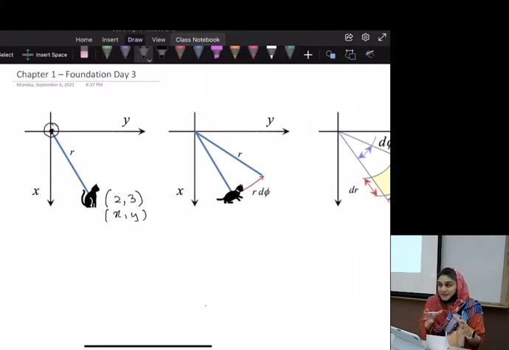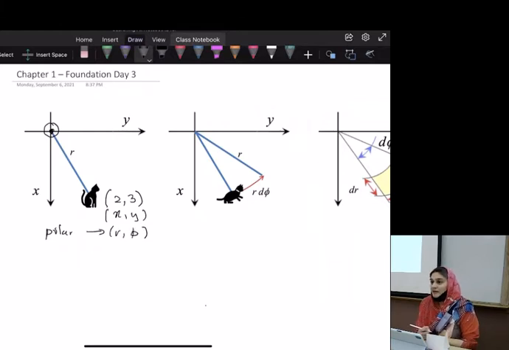Starts with a P? Polar. So in the polar coordinate system, X and Y become R and phi, right? Where R limit goes from 0 to the radius R, and phi limits goes from 0 to 2 pi when we are talking about circles.